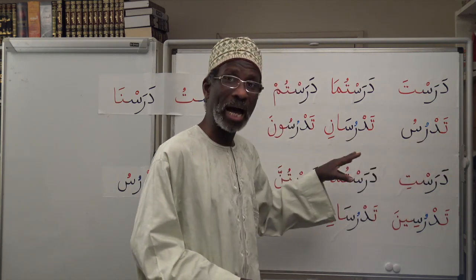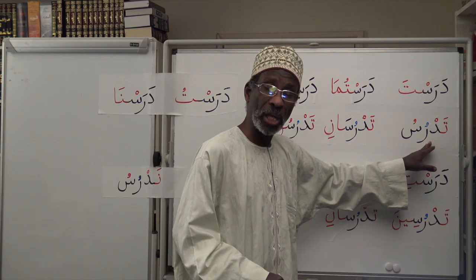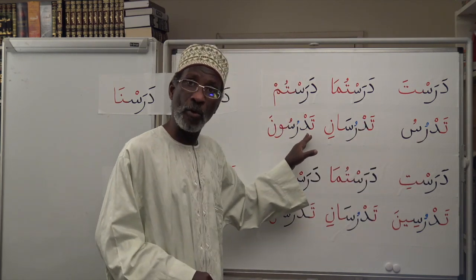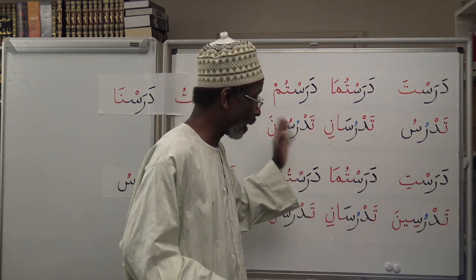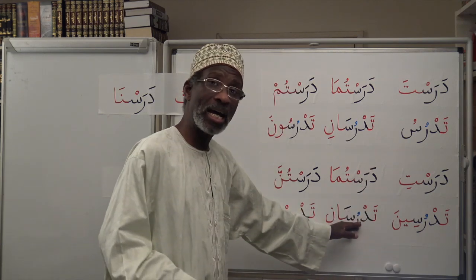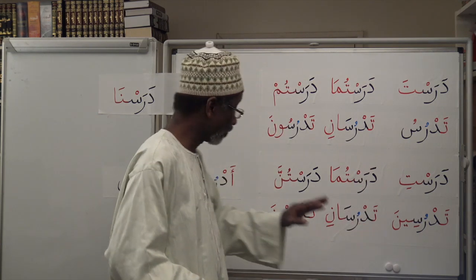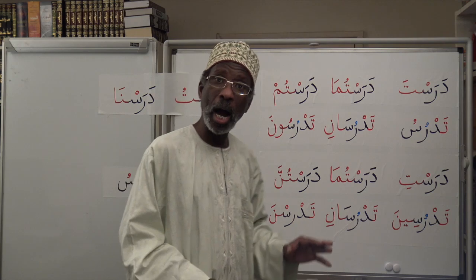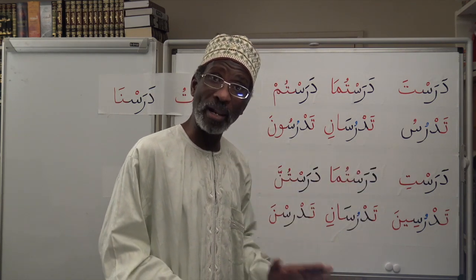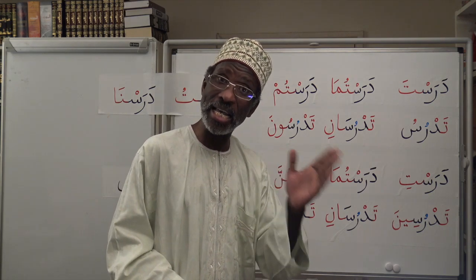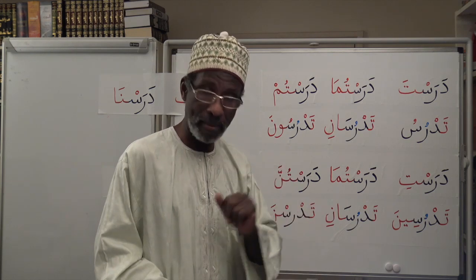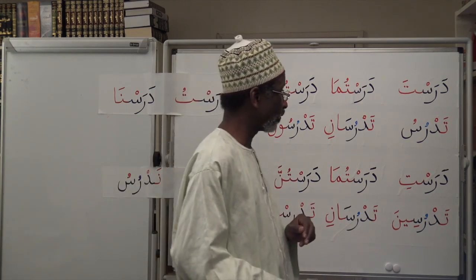All the way it is ta. So ta for single male, ta for dual male, and ta for plural male. The same thing for feminine: ta for singular female, ta for two female, and ta for plural female. So it's ta ta ta ta ta ta. Unlike the third person, which is ya ya ya for male and ta ta ya for female. That's the starting point. That's your prefix.